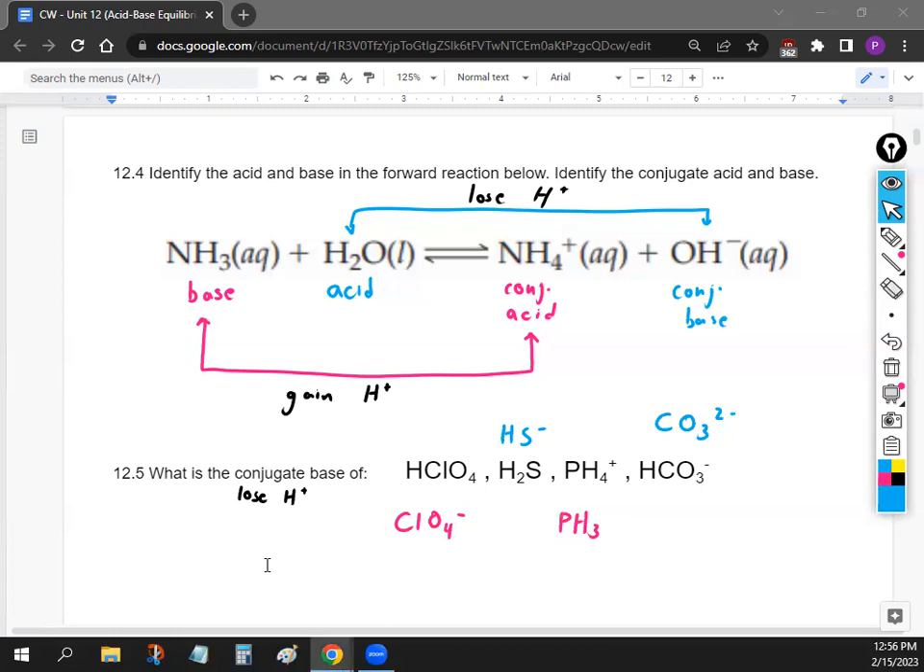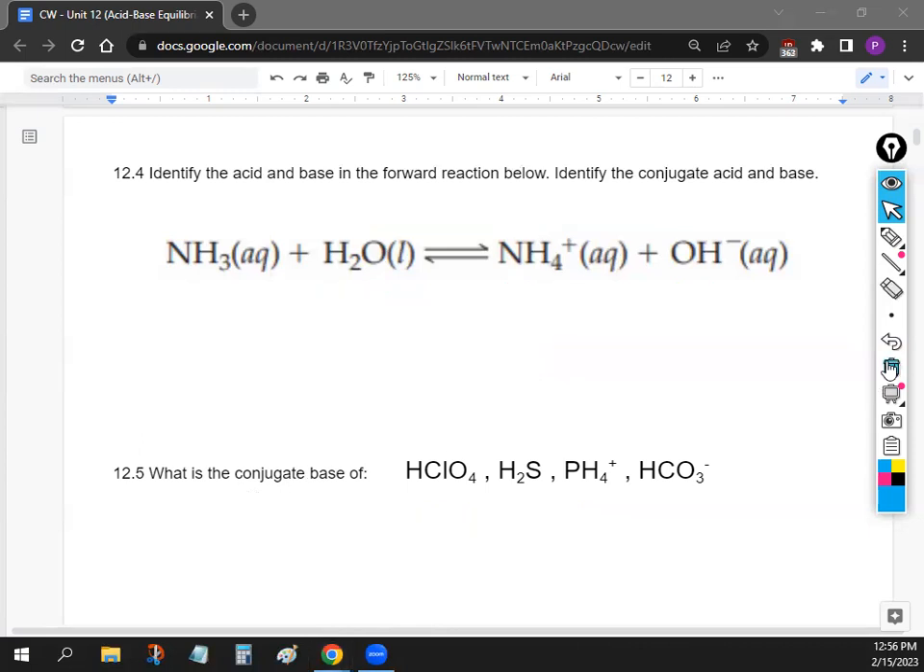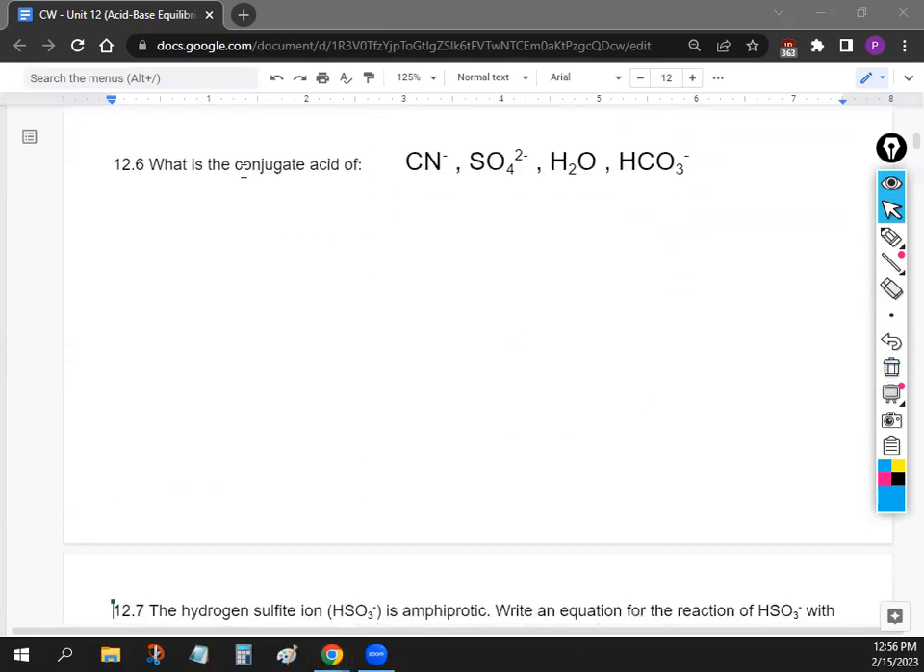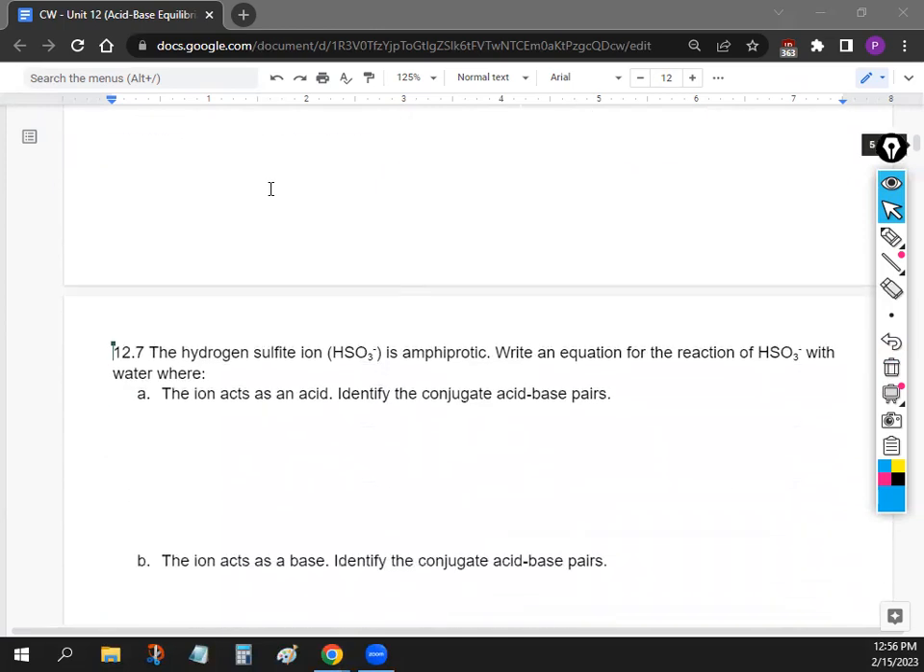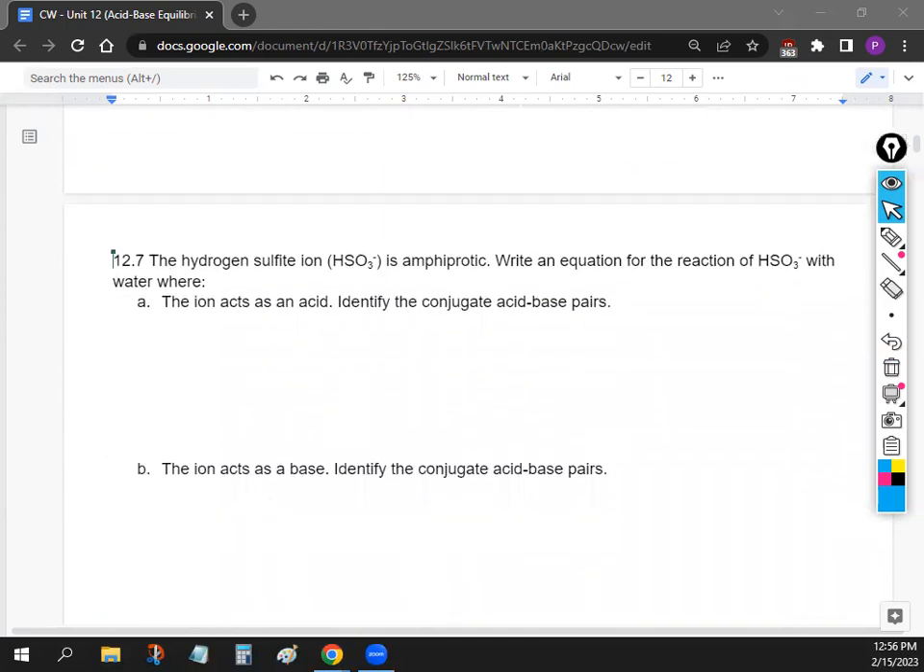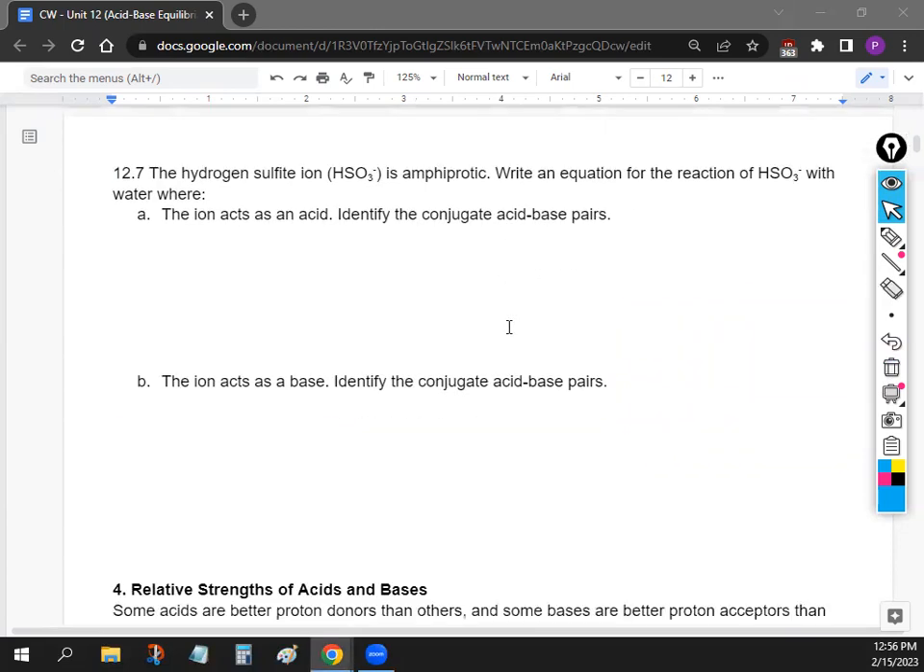Okay, we're gonna jump down a little bit from here. We're gonna skip 12.6 because conjugate acid just put a H plus on it. Okay, we're gonna take a look at 12.7 now. In 12.7, we have this compound right here, this ion, and it's amphiprotic. So it can act as an acid or base.